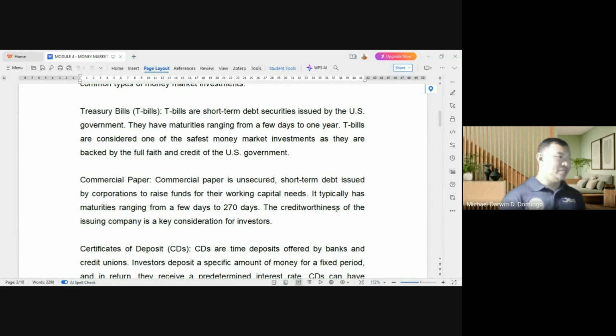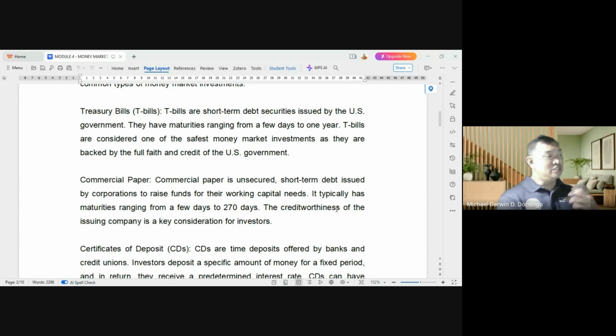Pangalawa, commercial paper. This one is unsecured short-term debt issued by corporations. So, bakit sinabing unsecured? Kasi nga, nakalagay lang yan doon. Kumbaga, pinagbabasehan mo na lang, yung pirma lang. So, kaya unsecured. Okay? So, yun ang commercial paper.